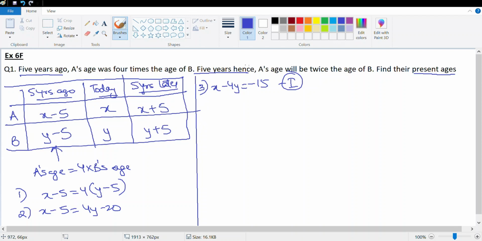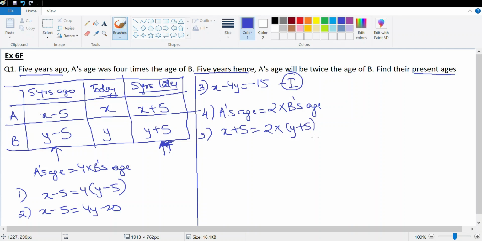Now let's read the second part of the question. 5 years hence, which means we are looking at this column that we have made already. 5 years hence, A's age will be twice the age of B, which means A's age is equal to 2 into B's age. Let's put the values. A's age 5 years later would be X plus 5, 2 times B's age, that is (Y plus 5). Let's open the bracket. X plus 5 is equal to 2Y plus 10, which means X minus 2Y is equal to 10 minus 5, that's 5. So these are the two equations that we have. X minus 4Y is equal to negative 15. X minus 2Y is equal to 5.